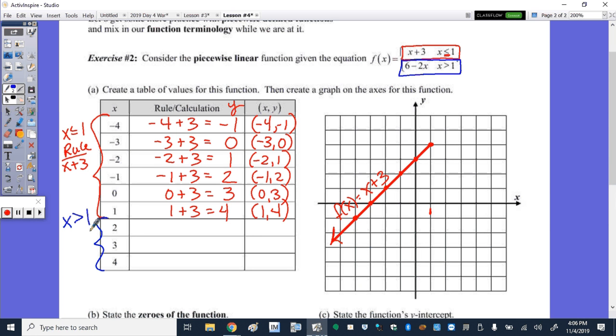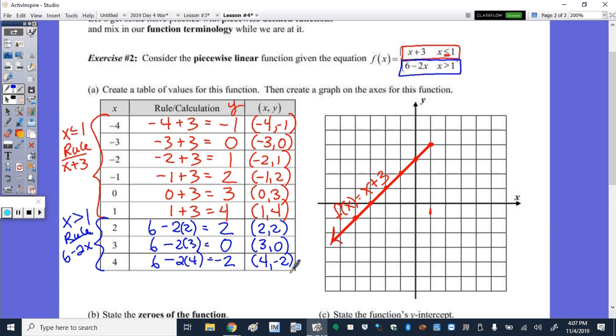And the rule is 6 minus 2 times x. So I double the x and subtract it from 6. So I'm going to put 6 minus for all three of these. And then we double the x. So double 2, double 3, and double 4. All right, my y values. Well, 2 times 2 is 4, so 6 minus 4 is 2, which gives us the point 2, 2. 2 times 3 is 6. 6 minus 6 is 0. So that gives us the point 3, 0. And 2 times 4 is 8. 6 minus 8 is negative 2. So the point is 4, negative 2.